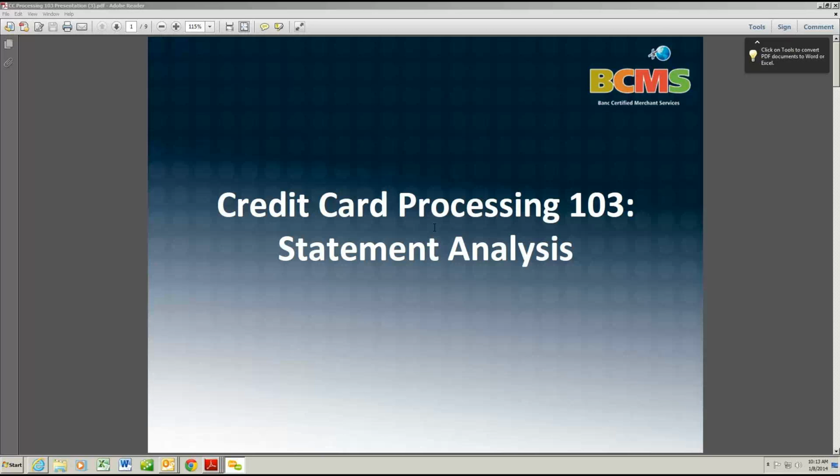Statement analysis is a key component of being able to show the merchant or customer what values and benefits BCMS brings to the table. About 99% of the merchants and customers you will be calling on already are accepting credit cards. So then the question becomes, why would they want to do business with you and BCMS as opposed to Chase or Citi or thousands of other payment processors that are out there?